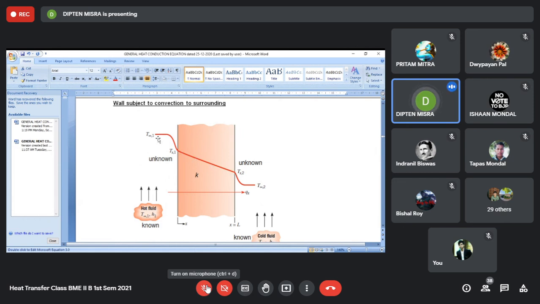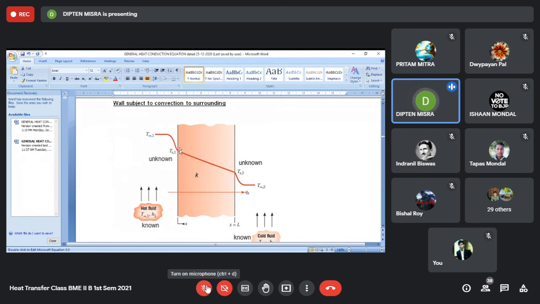But what happens outside, exactly the nature I don't know, but I know that there must be a temperature drop. Only then can heat flow from the hot fluid towards the wall. The wall temperature must be less than the fluid temperature, then only will heat flow from the fluid towards the wall. And similarly here, the temperature of this wall must be less than the surrounding temperature, then only will the heat ultimately come out. So there should be a gradual drop in temperature.